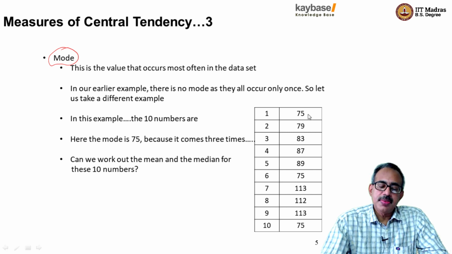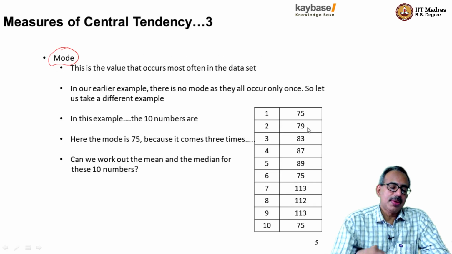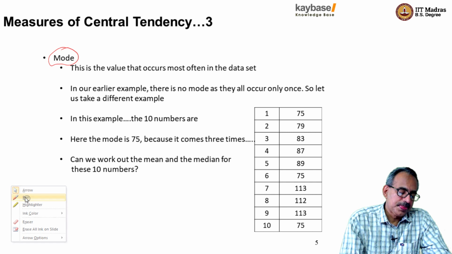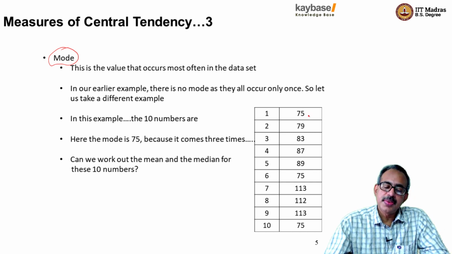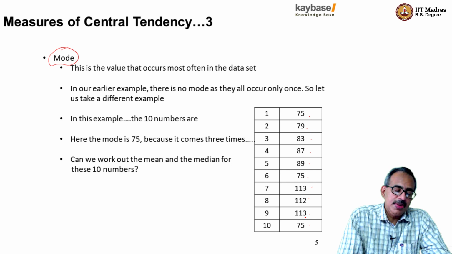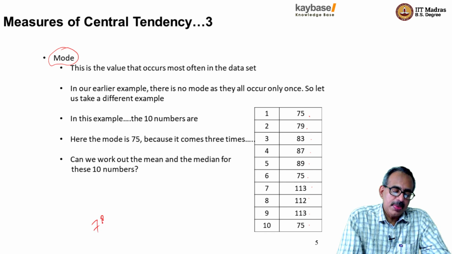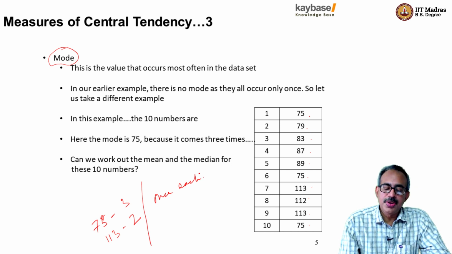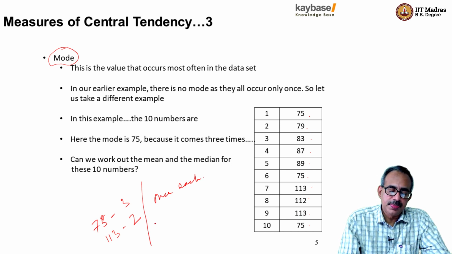Here the 10 numbers are 75, 79, 83, 87, 89, 75 again, 113, 112, 113 again, and 75 yet again. So 75 comes 3 times, 113 comes 2 times. All the other values come only once each. Therefore, the mode here is 75.